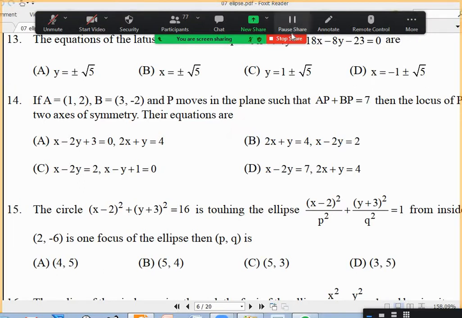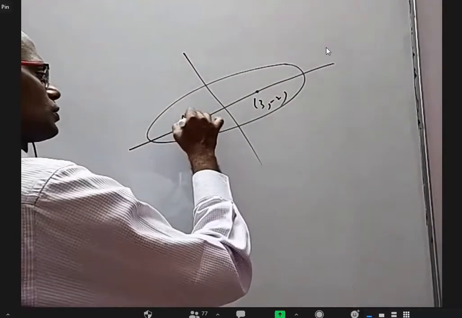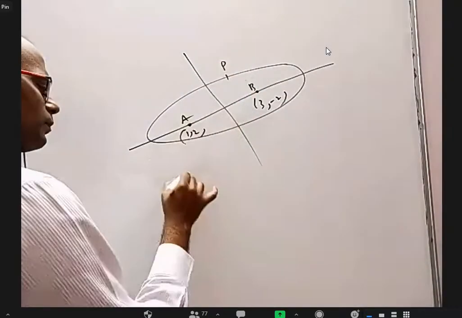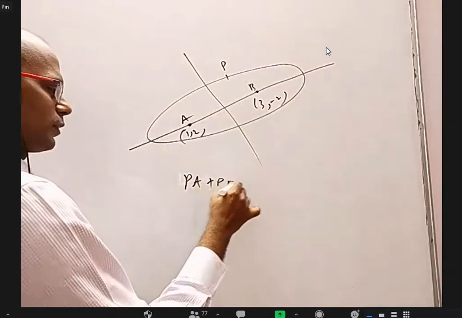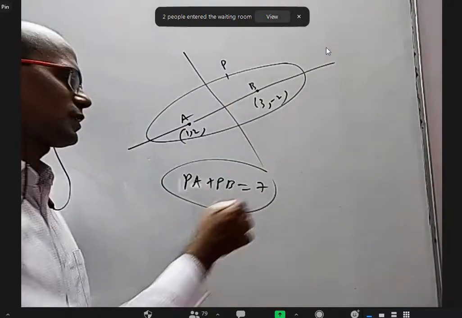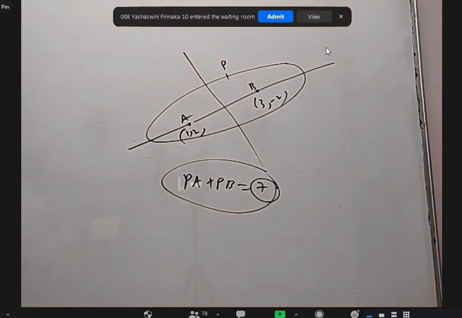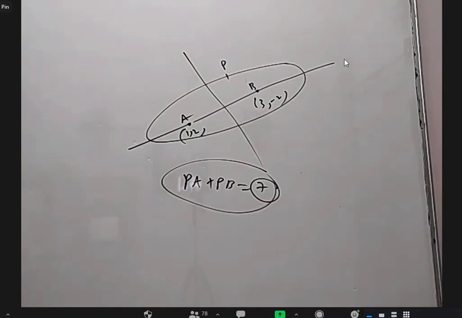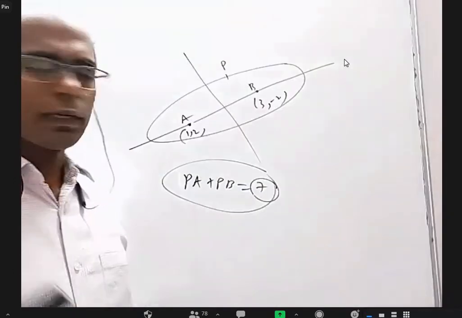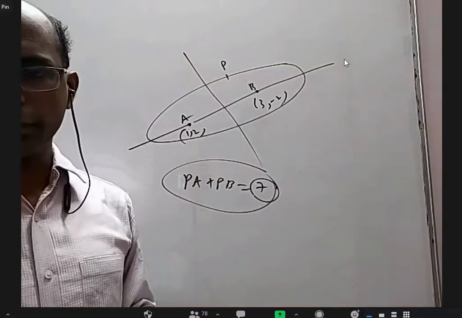PA plus PB equal to 7. So this is A, this is B. PA plus PB equal to 7. Okay. So whenever PA plus PB is constant, the locus of P is an ellipse with A and B as the foci, and this number is the length of the major axis, right? Now they're not asking eccentricity and all that. They're asking major axis and minor axis. It's very simple. This 7 doesn't even matter. Even if it is 10 or 100 or 1000, major axis same, minor axis same. Am I correct?